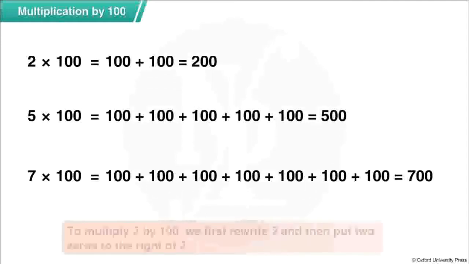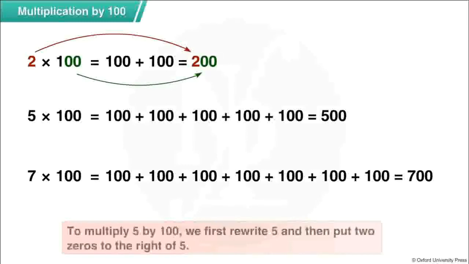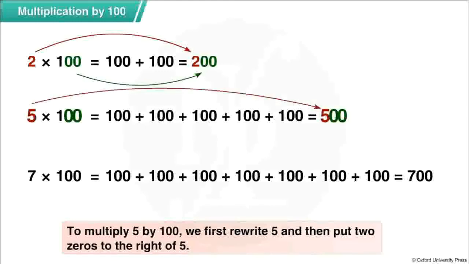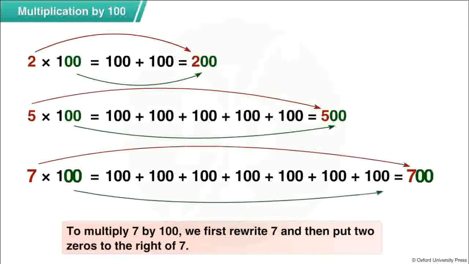For example, to multiply 2 by 100, we first rewrite 2 and then put 2 zeros to the right of 2. To multiply 5 by 100, we first rewrite 5 and then put 2 zeros to the right of 5. To multiply 7 by 100, we first rewrite 7 and then put 2 zeros to the right of 7.